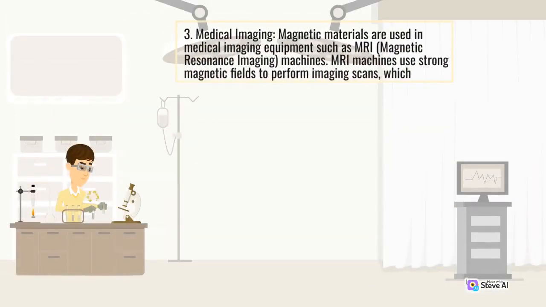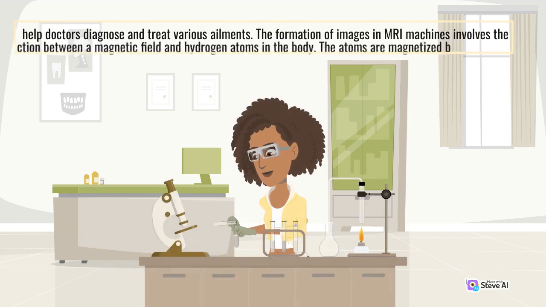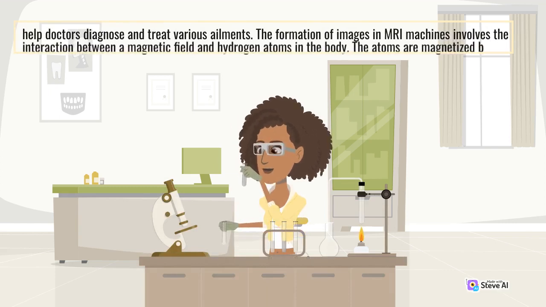3. Medical imaging. Magnetic materials are used in medical imaging equipment such as MRI, magnetic resonance imaging, machines. MRI machines use strong magnetic fields to perform imaging scans, which help doctors diagnose and treat various ailments.